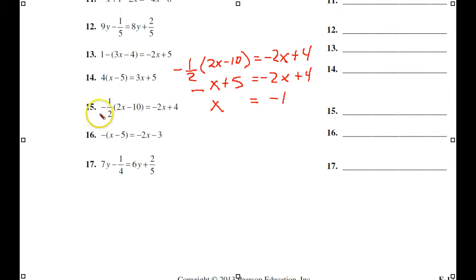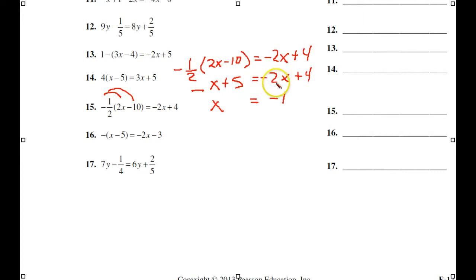Now, in example 15, you don't need to get rid of fractions here because just distributing that, it's going to go evenly. Now, you could have multiplied everything by 2, but in this case, you'd make a different direction, so to speak. So negative 1/2 of 2x gives you a negative x. A negative times a negative gives you a positive, and 1/2 of 10 is 5.